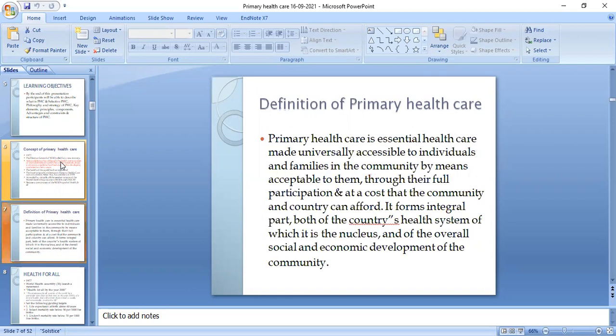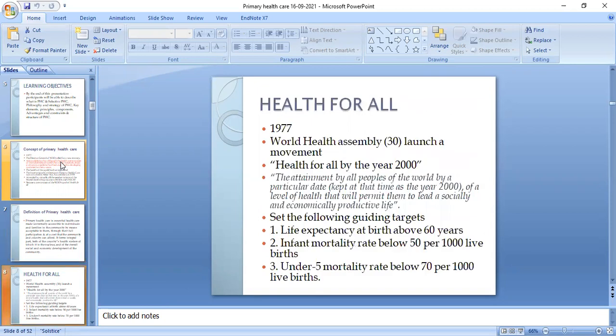Now the definition of primary health care. Primary health care is essential health care that is made universally accessible to individuals and families in the community by means acceptable to them, through their full participation and at a cost that the community and country can afford. It forms an integral part both of the country's health system, of which it is the nucleus, and of the overall social and economic development of the community.